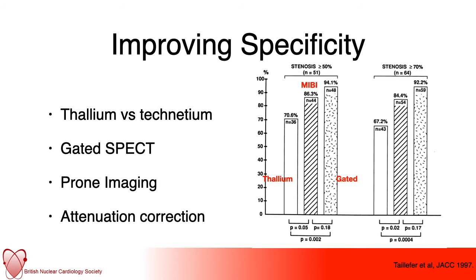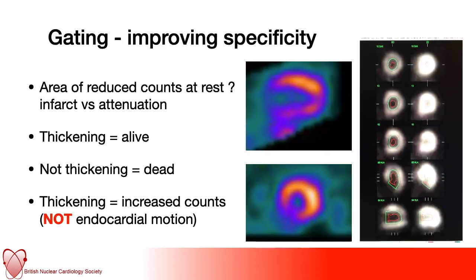We can move the patient to have a look to see if that area of reduced counts is actually reflective of artifact. Has it moved with the patient, therefore it's likely to be artifact? Or actually is it still there in the same place? And if it is, then perhaps it's genuine, perhaps it's real. And then we can do what's called attenuation correction, which does improve specificity from somewhere in the 70s, as we've seen, to in the 80s. And I'll show you a slide on that in a second as well.